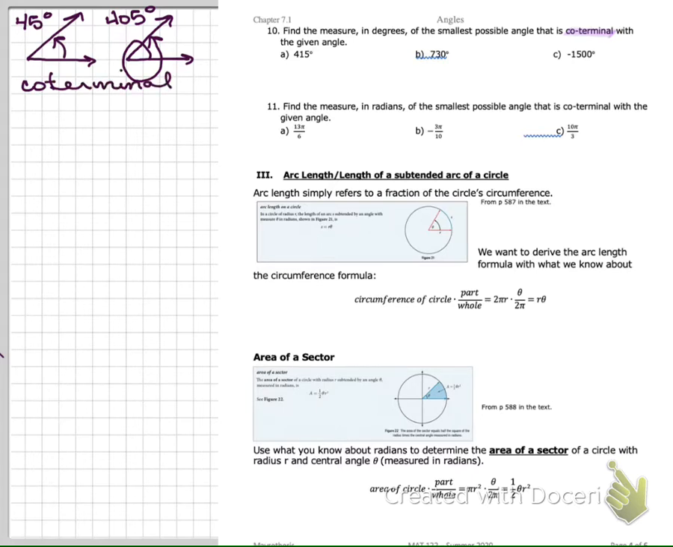So coterminal angles are always 360 degrees apart, or a multiple of 360. So we're going to say 360 times n apart, or 2 pi times n apart. And I'm going to go ahead and make that not look like an x.